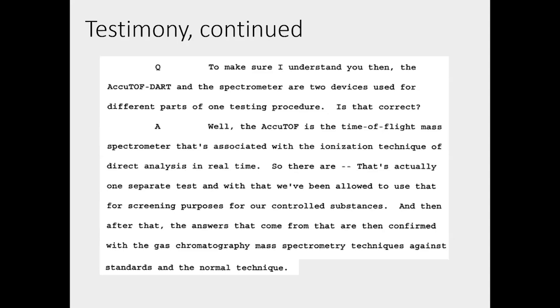And so he does that. He says the TOF is the time of flight mass spectrometer, and it's associated with the ionization technique of direct analysis in real time. So obviously really important to make sure that you and the attorney are on the same page with their questions. And he does go back and says there's actually one separate test that we've been allowed to use for screening purposes, and then after that, the answers are confirmed with a different technique.